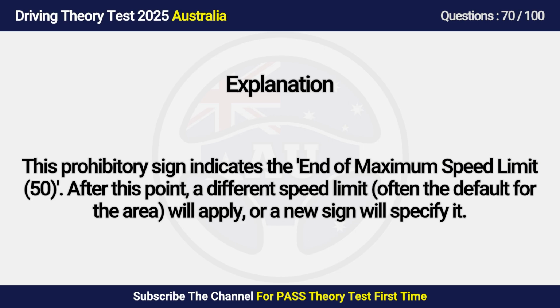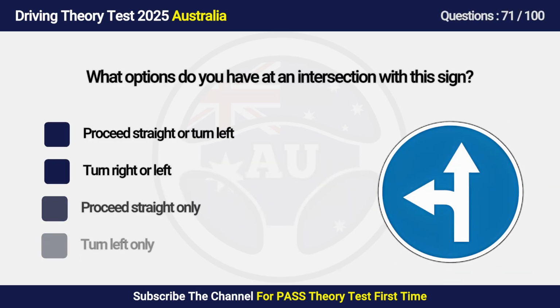Question 71. What options do you have at an intersection with this sign? A. Proceed straight or turn left. B. Turn right or left. C. Proceed straight only. D. Turn left only.